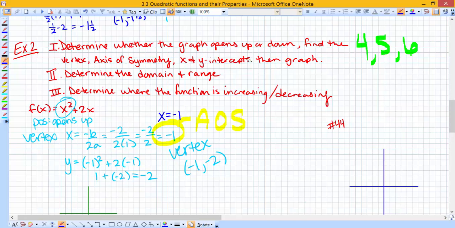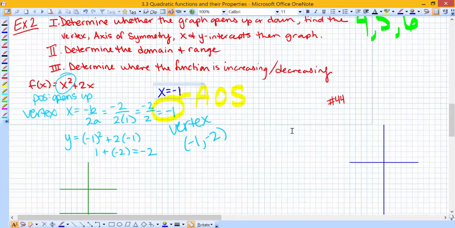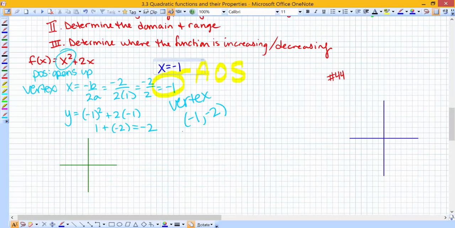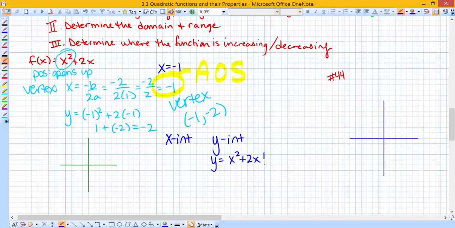And then your x and your y intercepts. To find your x and your y intercepts, you're going to go back and you're going to use your equation. When you're looking at a quadratic equation, your y-intercept is always the last value. It is the constant. Since our equation is y equals x squared plus 2x, there is no value here, so your y-intercept would end up being 0. There's your y-intercept.